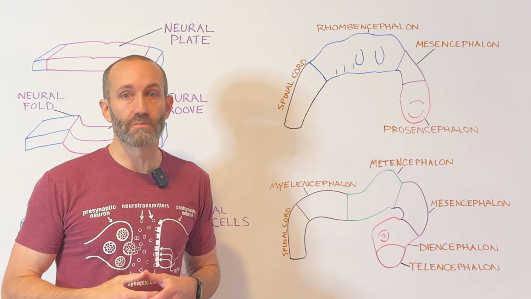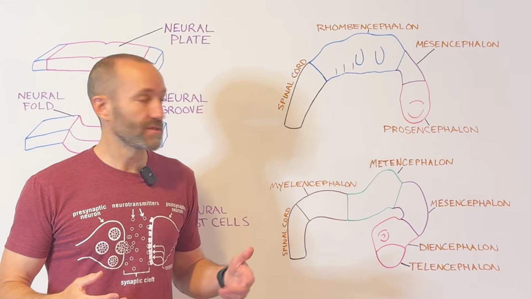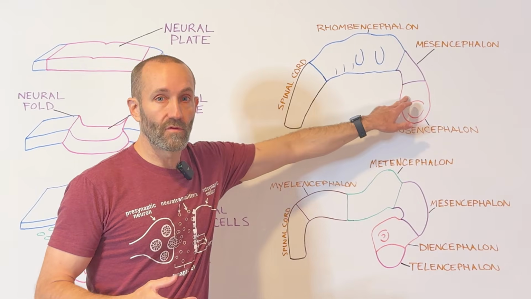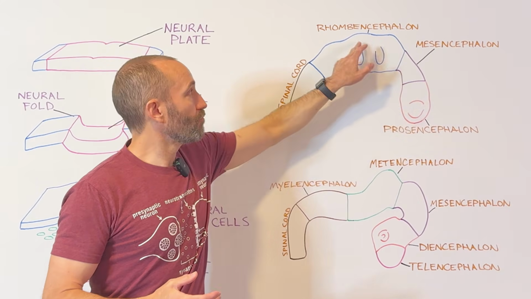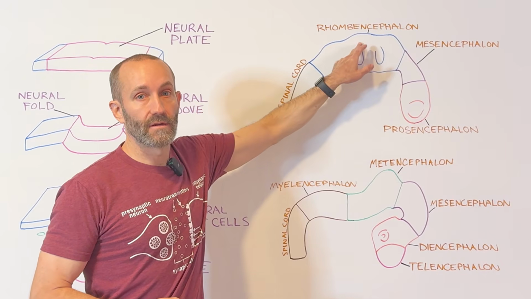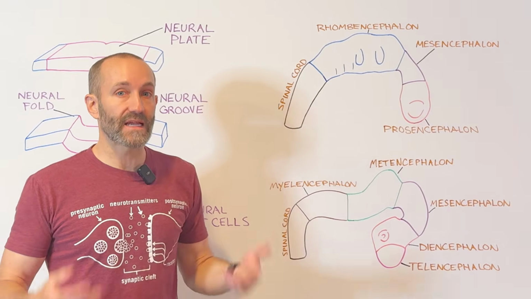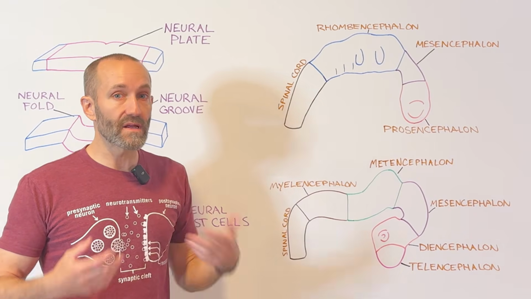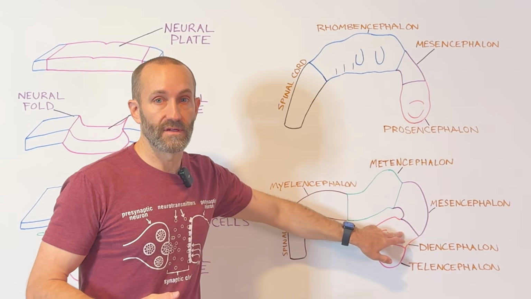As development continues, the rostral, or front end of the neural tube, begins to expand into a series of bulges known as brain vesicles. Initially, there are 3 primary vesicles: the prosencephalon, or forebrain, the mesencephalon, or midbrain, and the rhombencephalon, or hindbrain. These primary vesicles later subdivide into 5 secondary vesicles. The prosencephalon divides into the telencephalon and diencephalon.